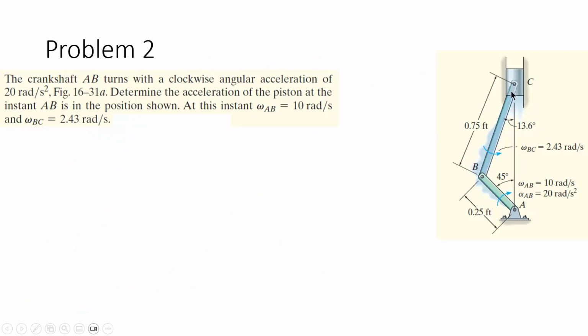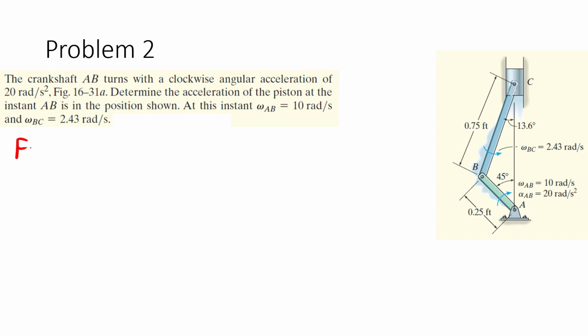So we have a piston with a connecting rod and then the crankshaft, and it also gave us the angular acceleration of AB. You can see it is 20 radians per second squared. Determine the acceleration of the piston. And then omega AB and omega BC are given. And we will use our famous equation.